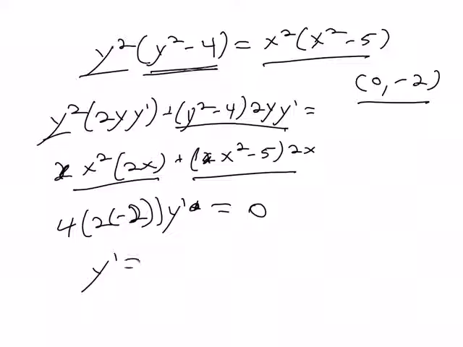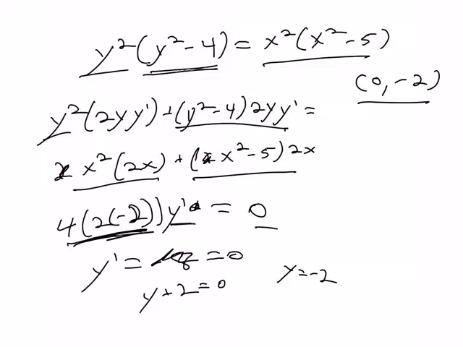So I get y prime is equal to negative 8. Sorry, y prime is equal to 0, right? Because you divide by this, you get y prime is equal to 0 over there, which is 0. So we have y minus 2, minus 2 plus, which is plus 2, is equal to 0. So y is equal to negative 2. Okay.